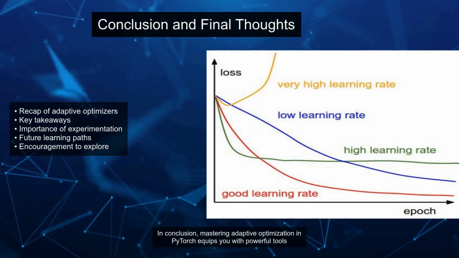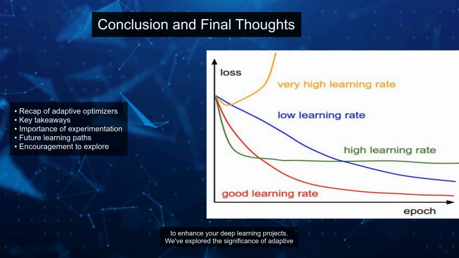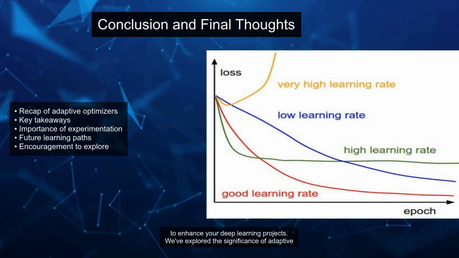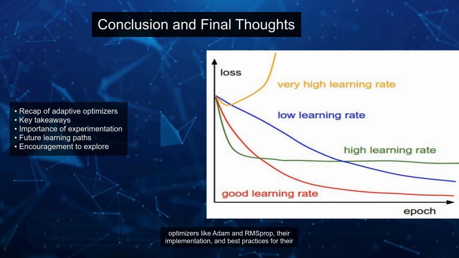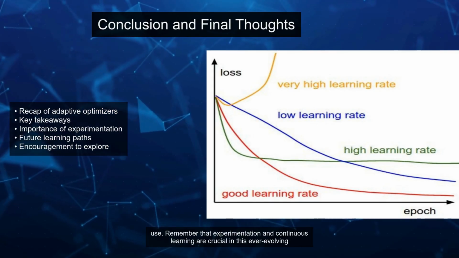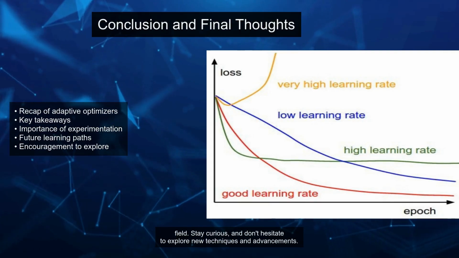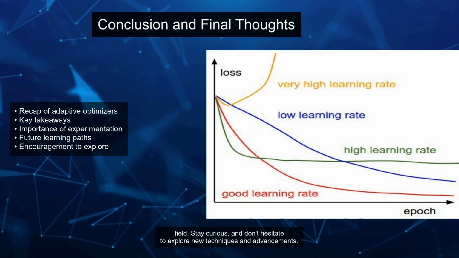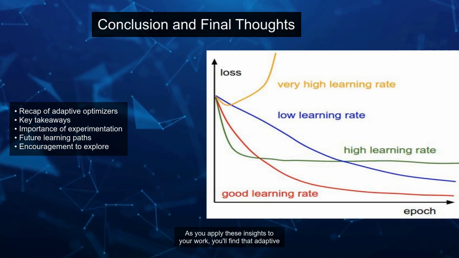In conclusion, mastering adaptive optimization in PyTorch equips you with powerful tools to enhance your deep learning projects. We've explored the significance of adaptive optimizers like Adam and RMSprop, their implementation, and best practices for their use. Remember that experimentation and continuous learning are crucial in this ever-evolving field. Stay curious, and don't hesitate to explore new techniques and advancements.